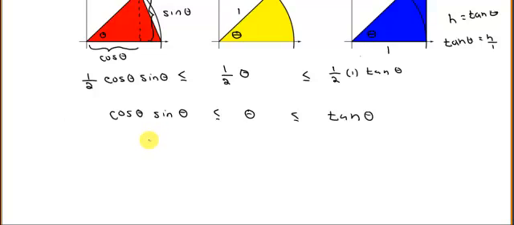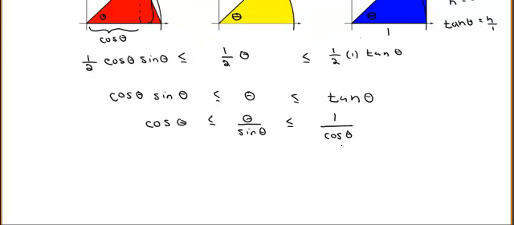I'll be left here on the left end of this inequality with just cosine of theta is less than or equal to theta divided by sine of theta is less than or equal to, well, over here, remember, tangent is sine over cosine, so if I divide by sine, I'll simply be left with 1 over cosine of theta.